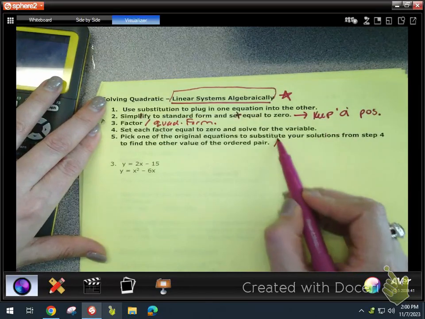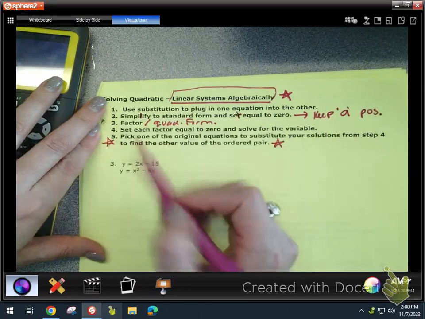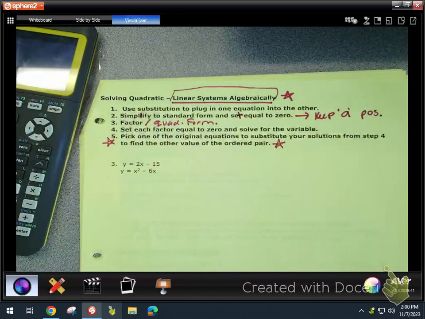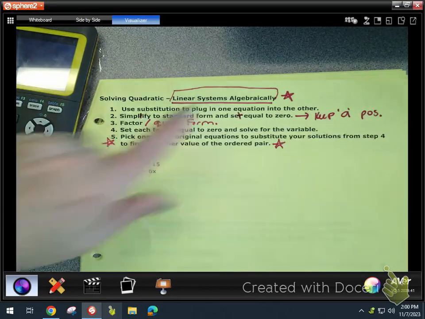The fifth step is like the most important step and is the most forgotten step. You are finding a solution point. So when you set equal to 0, factor or quadratic formula, you are only finding the x's. On topic 1 of your test, when you just have one quadratic and we say solve the quadratic, you're done when you find the x's. But when you have a system, how many equations will you have when you have a system?